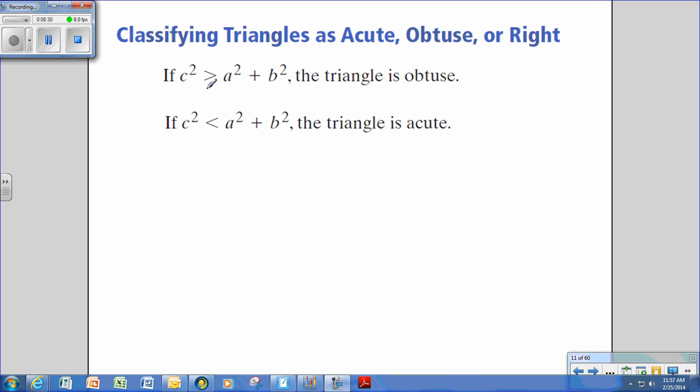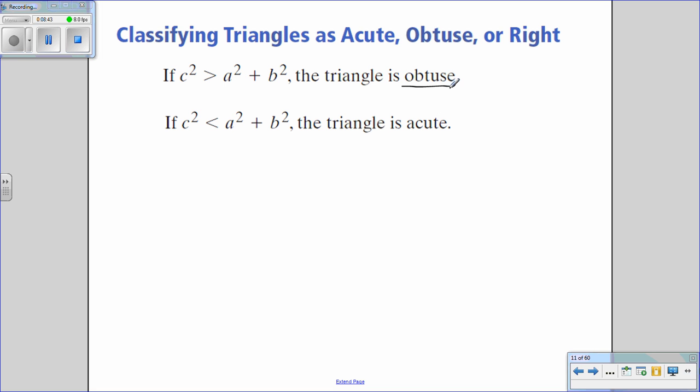Now if you have those numbers, if they do not equal out, if c squared is greater than the other two squared added together, the triangle will be an obtuse triangle. If c squared is less than the other two squared added together, it's acute.